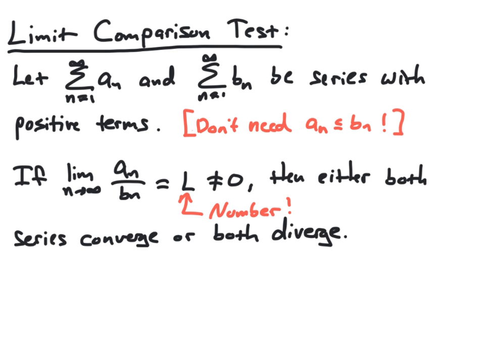The last thing to note about the statement of this test is that when we use it and compute the limit as n goes to infinity of a sub n over b sub n, in order to use this test, we need to obtain a number for that limit, and that number cannot be 0. So in this case, if we take this limit of our ratio and get an infinite value or some undefined value or 0, then this test does not apply. And in that case, we would have to find a different series to compare our given series to in order to get a number there as our limit. And so if we get anything other than a number as our limit, this test does not apply.